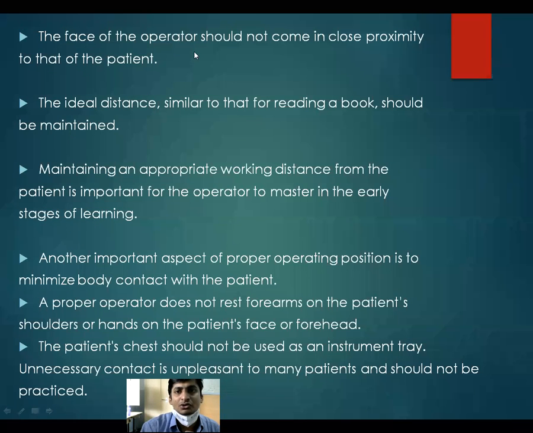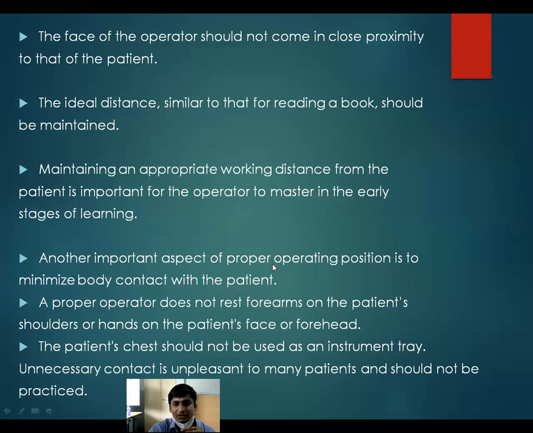The face of the operator should not come in close proximity of the patient. Very important. Your face should not come in very close proximity of the patient. The ideal distance is similar to reading a book. This distance has to be maintained between the operator's face and the patient's face. Maintaining an appropriate working distance from the patient is very important for the operator to master in the early stage of learning. When you start treating patients, in the early stage itself, you have to build this habit of maintaining an appropriate working distance between you and your patient.